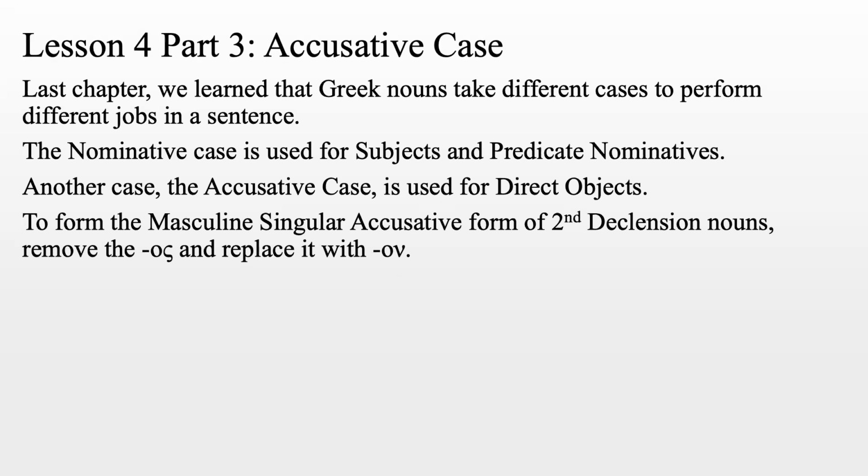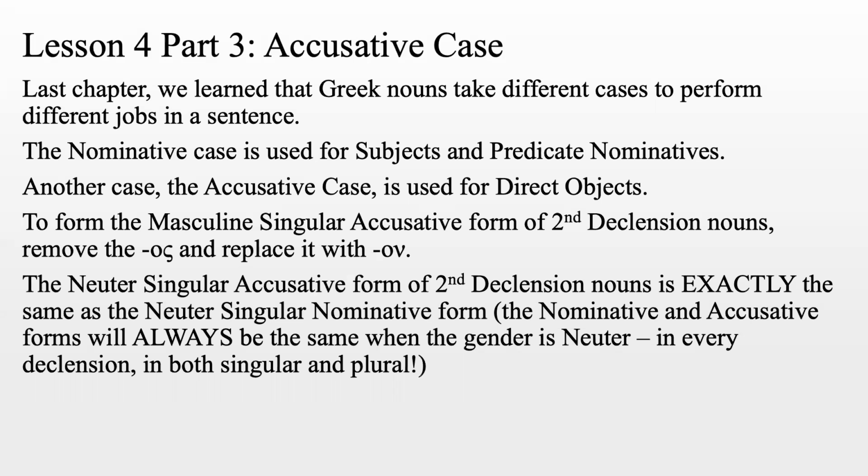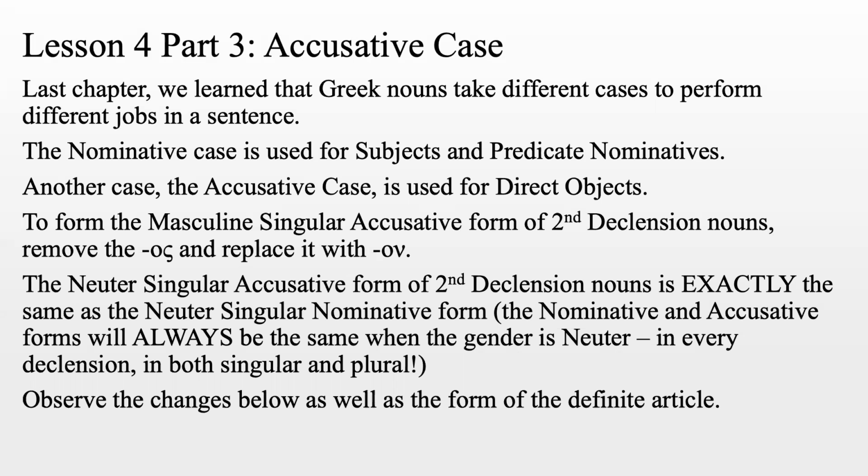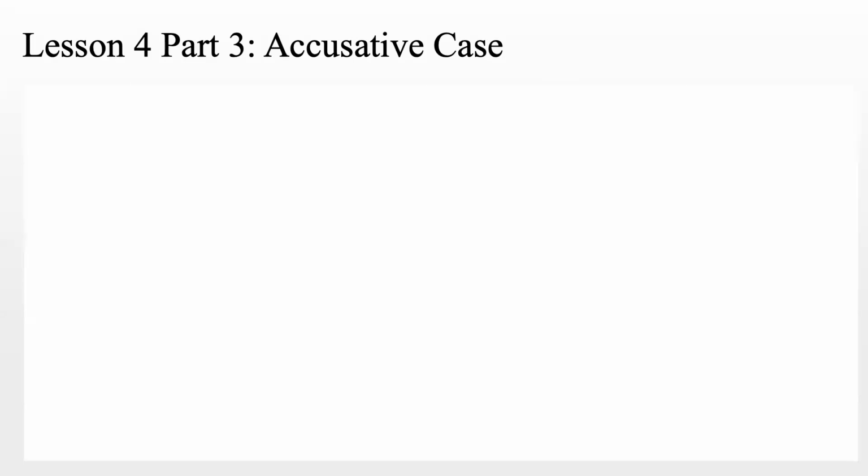To form the masculine singular accusative form of second declension nouns, remove the -os and replace it with -on. The neuter singular accusative form of second declension nouns is exactly the same as the neuter singular nominative form. The nominative and accusative forms will always be the same when the gender is neuter, in every declension, in both singular and plural. Observe the changes below as well as the form of the definite article.